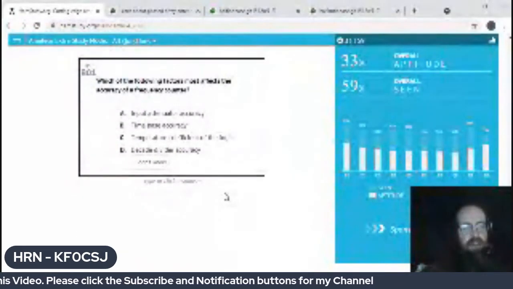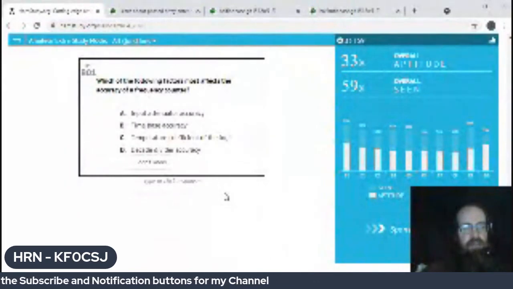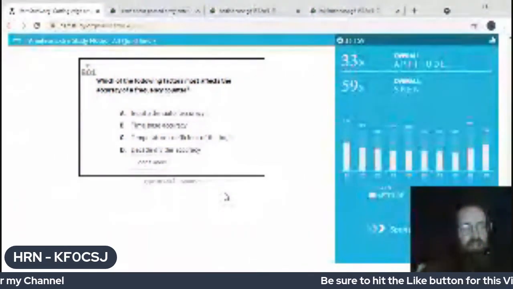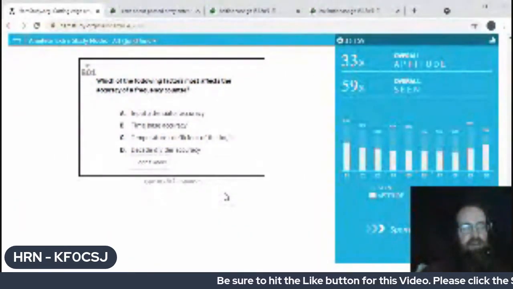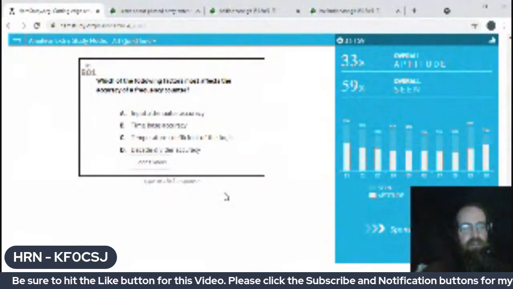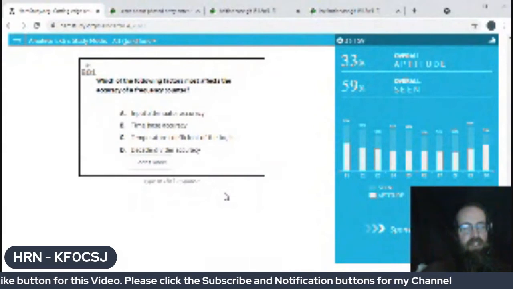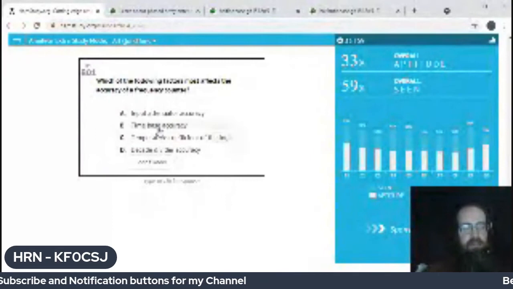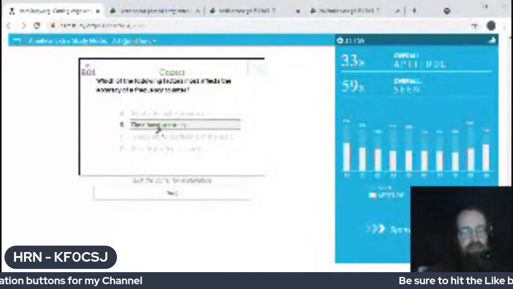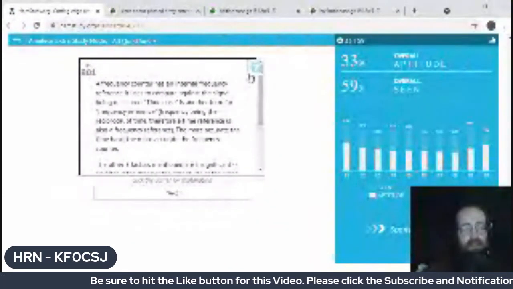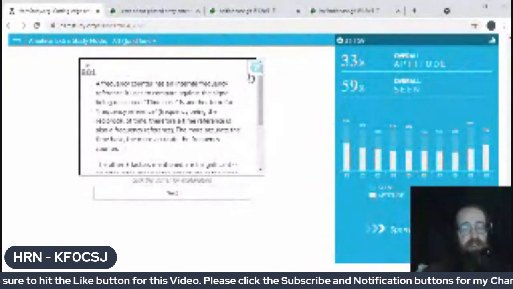Which of the following factors most affects the accuracy of a frequency counter? A, input attenuator accuracy. B, time-base accuracy. C, temperature coefficient of the logic. D, decade divider accuracy. I'm going to guess B. Most of this I'm just remembering from all the times I've gone through these.